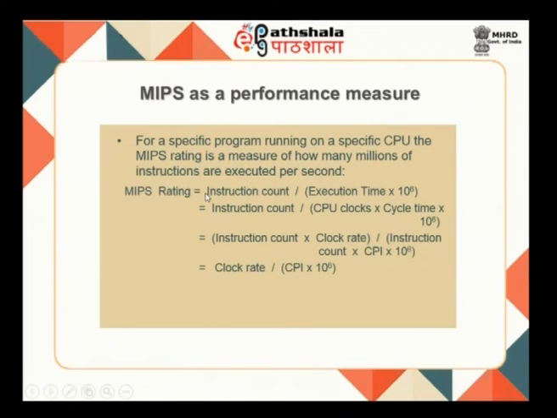So, the MIPS rating is nothing but your instruction count divided by execution time into 10 power 6, because we are only looking at millions of instructions per second. This can be expanded as instruction count divided by execution time, which is nothing but your CPU clocks into clock cycle time into 10 power 6, which is instruction count into clock rate divided by your instruction count into CPI into 10 power 6. So, this is how you calculate your MIPS rating.